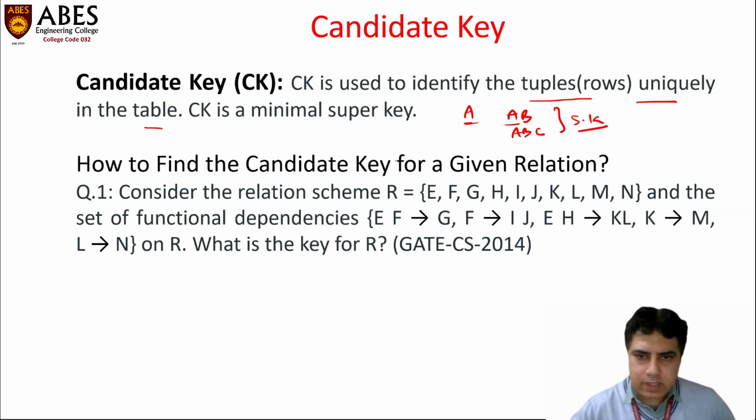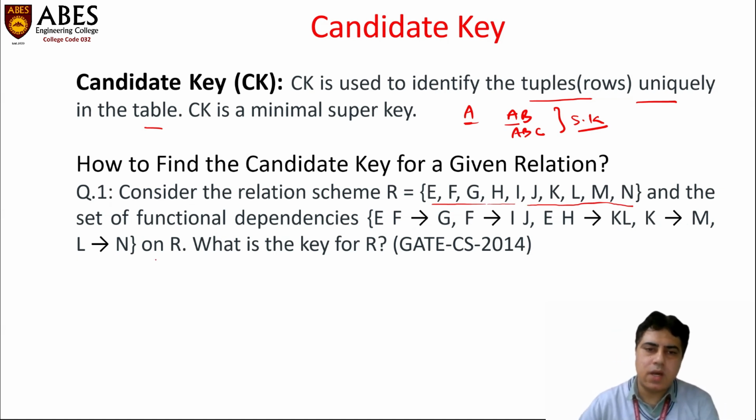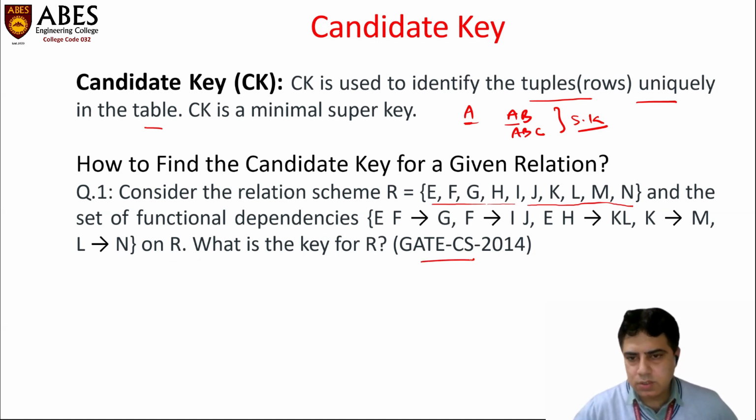Now, how to find the candidate key for a given relation? Consider the relation schema R. Attributes are E, F, G, H, I, J, K, L, M, N. The set of functional dependencies given on relation R are: EF determines G, F determines I, J, EH determines K, L, K determines M, L determines N. Now we have to find out the candidate key of R. This is a GATE question that came in CS 2014.